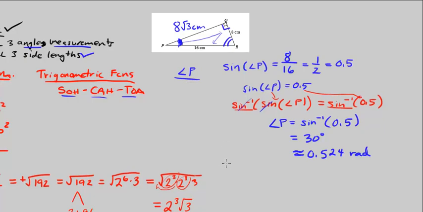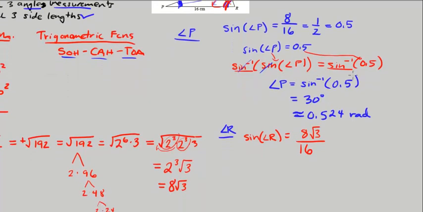Now I need to find angle R. To find angle R, I can use my trigonometric functions, right? And I can use angle R as a reference. So sine of angle R is equal to, well, the opposite side of angle R is 8 square root of 3 divided by the hypotenuse of this triangle, which is 16. And then I do exactly what I did above. I take the inverse sine onto both sides, and I get the angle measurement.